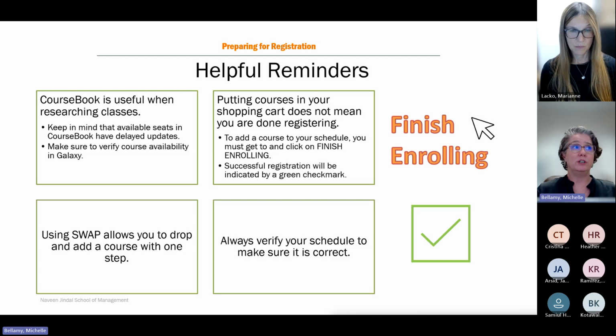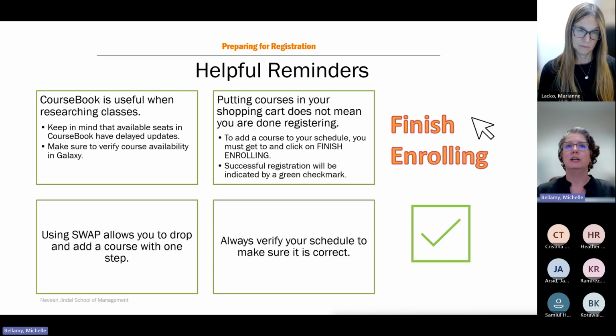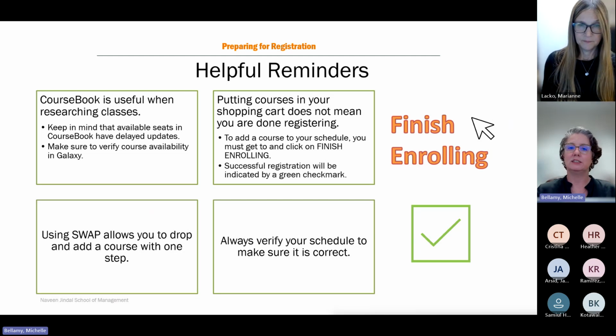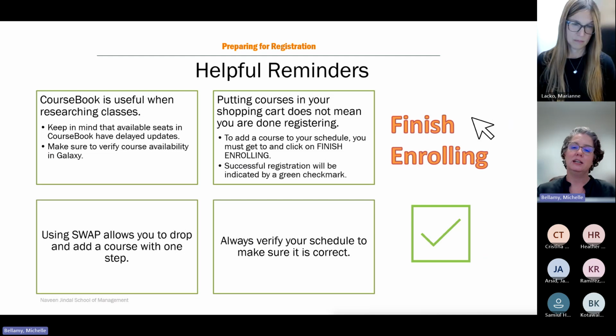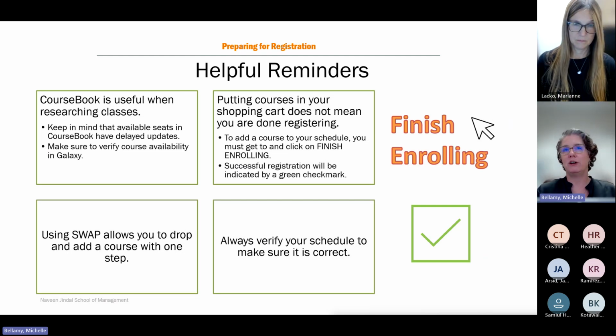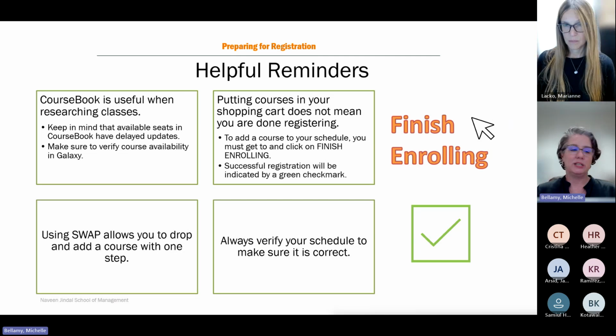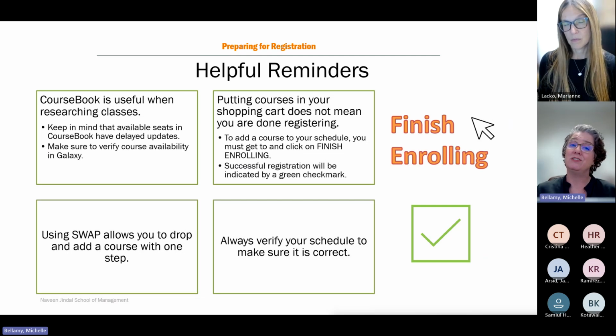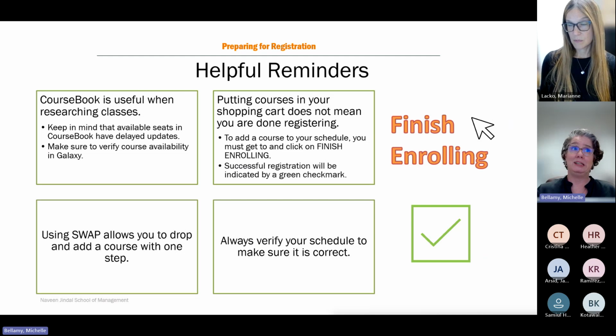When you use the swap function in Galaxy, it allows you to drop and add a course in one step, so you don't have to do 2 things. So that's a really helpful thing to know. And like I said, just putting the courses in your cart, so to speak, doesn't mean you are done registering. In order to make sure that you're done, you want to click, there's a link that says finish enrolling. You'll click that, and then you'll be prompted with a green check mark that says you have successfully registered. The reason I bring that up is just this past semester, we had a student that thought they had completed their registration because they had all of their courses in their cart, but they didn't actually click the finish enrolling. So they weren't enrolled in anything.